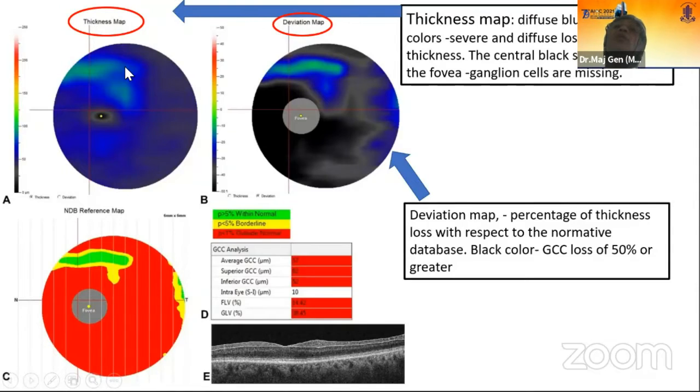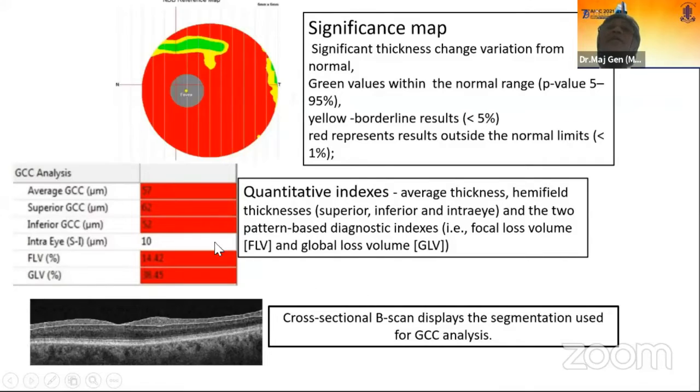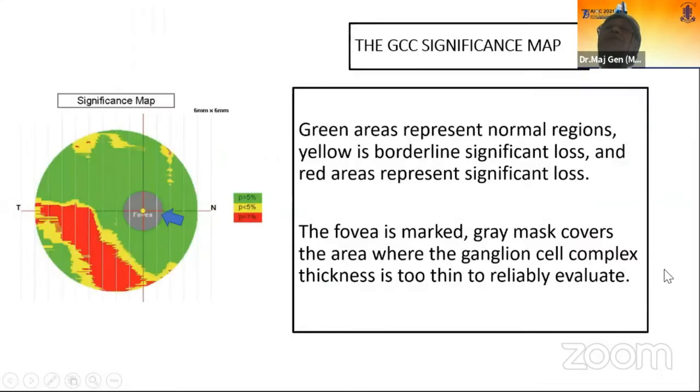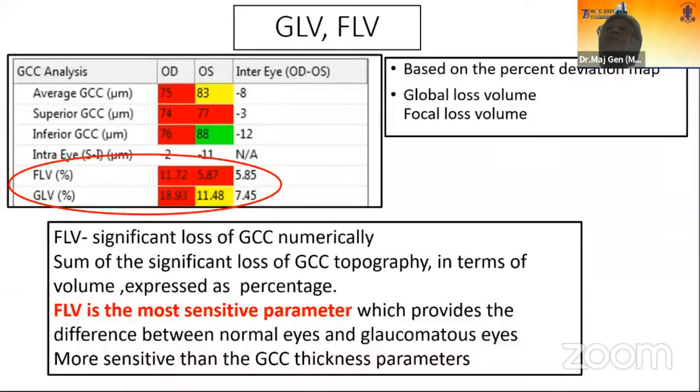Now, if we look at the thickness map, this is the first. So these 3 are the maps which come in: thickness map, deviation map, and the significance map. And we find in the significance map, again, the GCC average is very, very important. It shows all the parameters. And here this is showing us that the fovea is marked. This often gets mistaken by people as the optic disc. And these are the summary parameters, which must be seen.